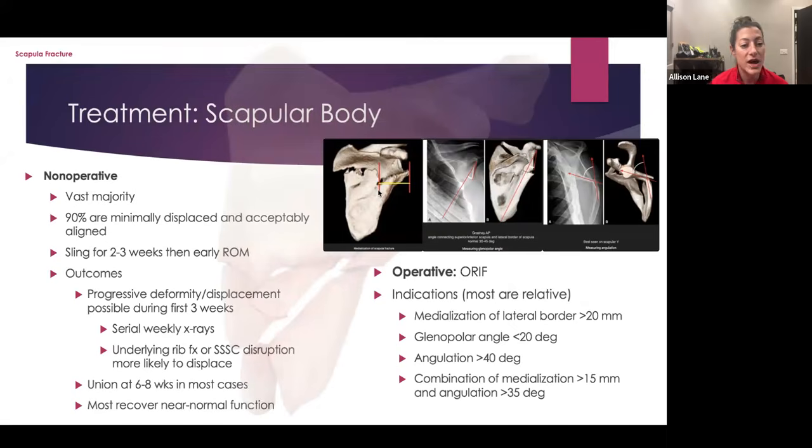However, if you have especially underlying rib fractures or concern for a disruption of that suspensory complex, there is a very good chance that it might displace. So with these, we want to do serial x-rays every week for 3 weeks just to make sure that it doesn't displace any further. And if it doesn't, you're generally going to say union in about 6 to 8 weeks, and most do fine. But I'm not going to go over the specifics of it: if you have angles and displacement, medialization, or certain measurements, then those would be surgical considerations.